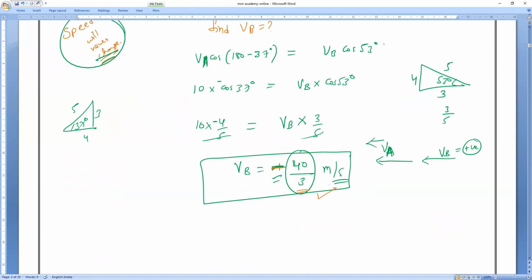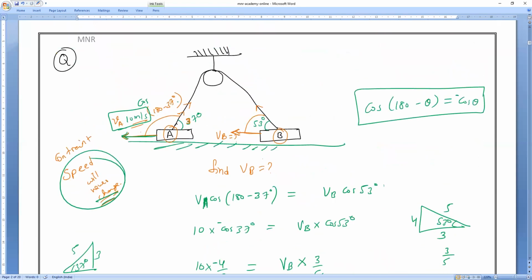Everybody clear? Yes, sir. So that is what you have to remember. This is how we have to find the velocities of bodies when they are in a constrained motion, meaning they have been directed in a particular direction. So that is what you have to remember.